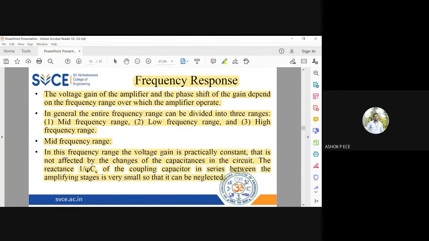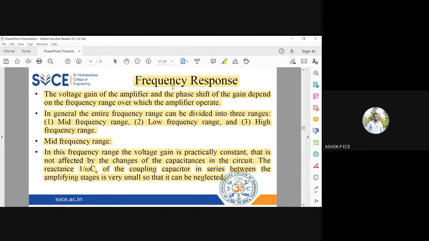Okay, so whatever capacitance is there inside the circuit, that is not going to affect you because this frequency range is very normal for the capacitor to react. So whatever capacitive reactance you get, it is very, very small and it is not going to affect your circuit. So you can neglect that. So remember, in the mid-frequency range, the gain is constant. You have to understand this statement. And the capacitive reactance is very, very small and need not be considered for all your analysis.